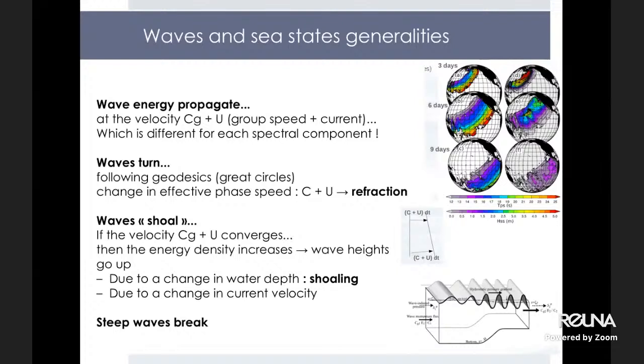Their energy propagates at a velocity, which is the group velocity plus the current speed. And the group velocity is different for each spectral component. Waves also turn. They follow great circles around the globe, and they can turn with refraction when the effective phase speed is changing. Also, waves shoal, that is, they shorten and become higher when the water depth is changing or when they encounter a change in the current velocity. And finally, when they become too steep, waves break.